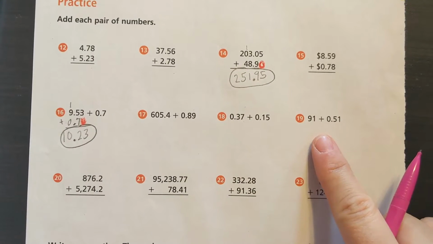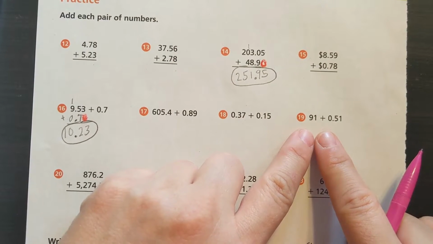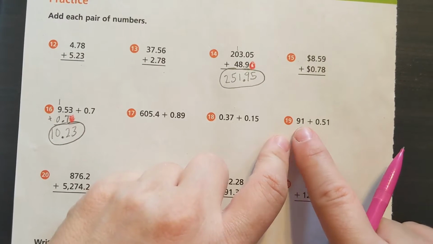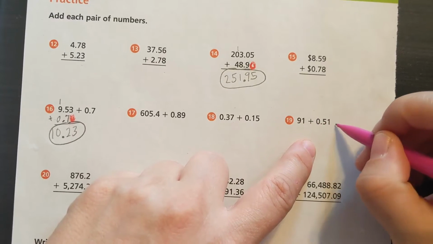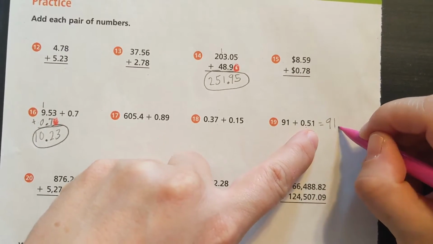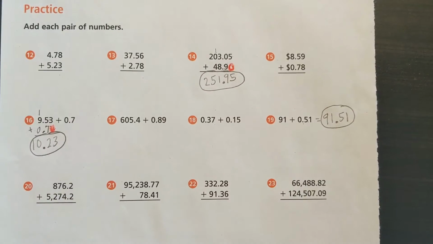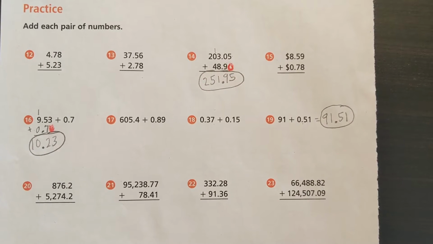The next problem we're trying, I know I'm going fast, but you should be staying caught up with me, is number 19. Look at this. Can this one be done mentally? Yes, it can. I have 91 whole and 51 hundredths. So it just looks like this. 91 and 51 hundredths. That was a fun one. And last but not least, we are only going to do one more. Number 24.